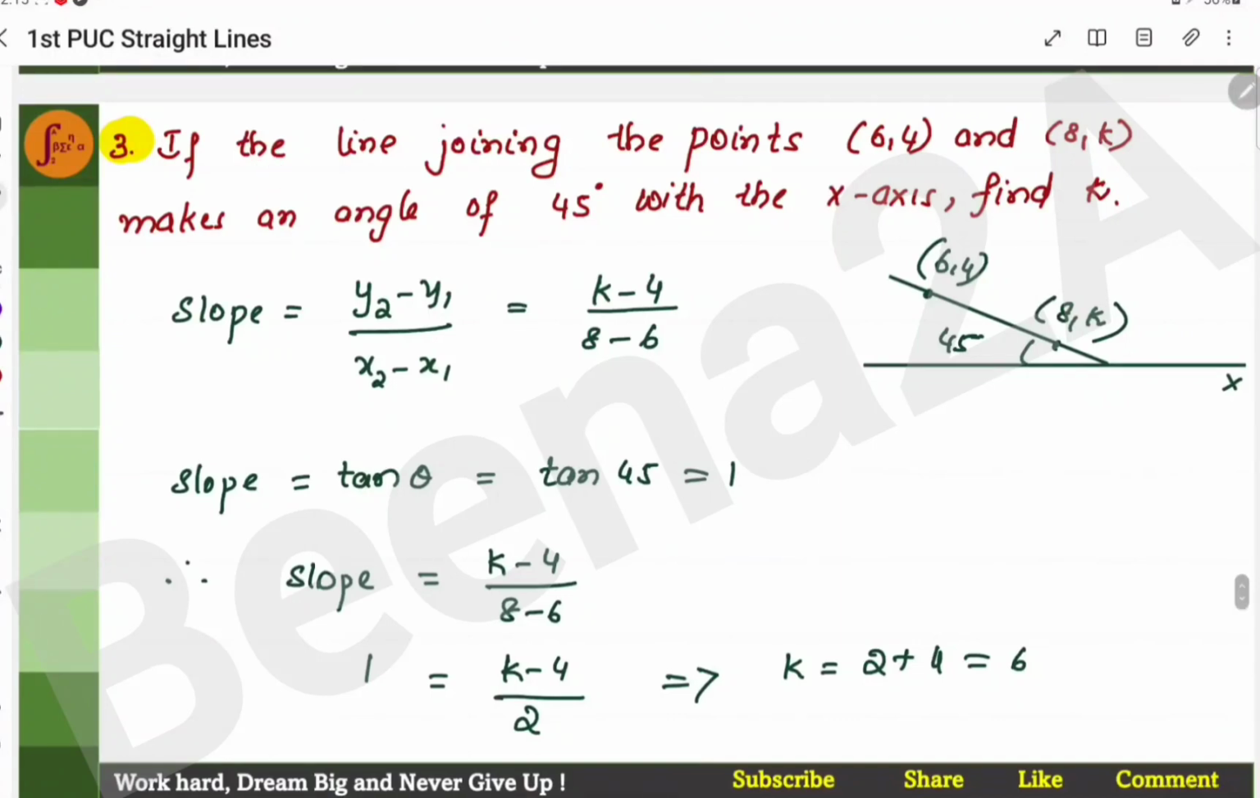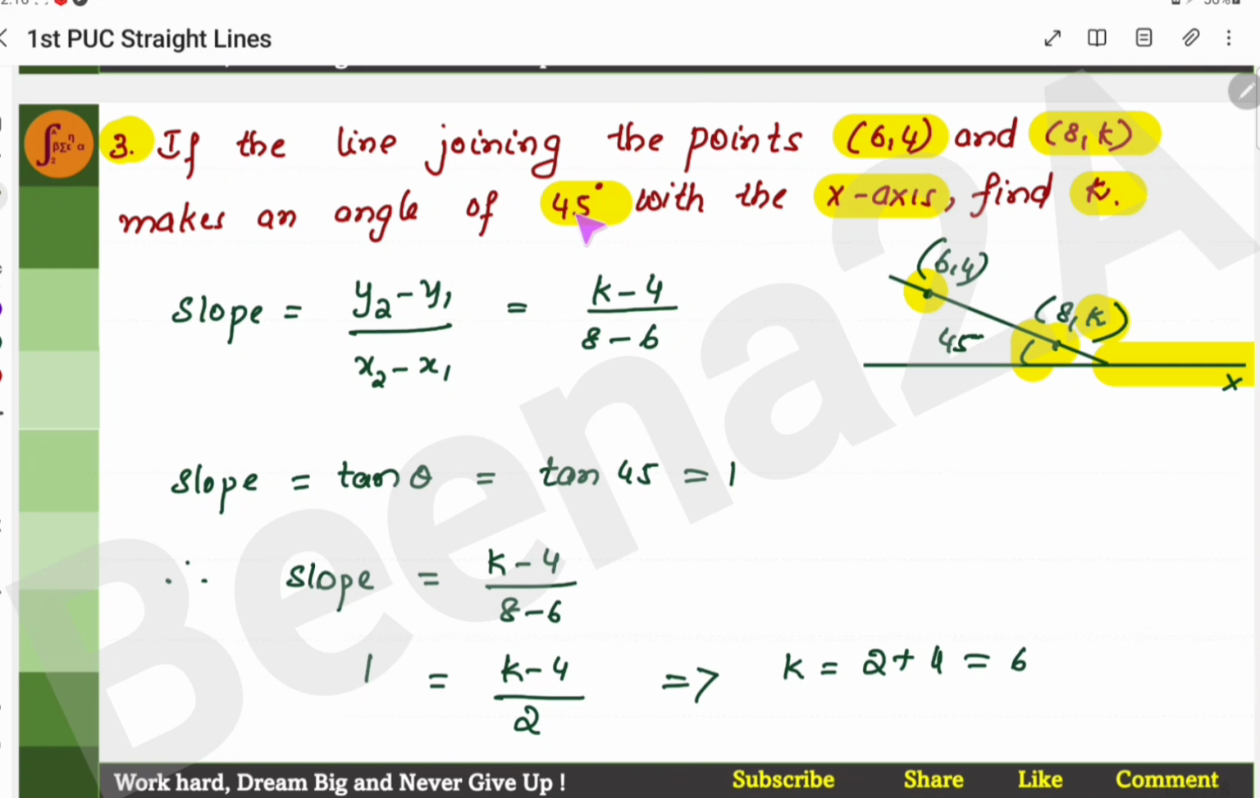Now we look at a slightly different problem. If the line joining these 2 points makes an angle of 45 degrees with the x-axis, find k. So you have 2 points here, (6, 4) and (8, k). Now this line is making an angle of 45 degrees with the x-axis. So this is the x-axis. The y coordinate is k. It's not given. We have to find the value of k.